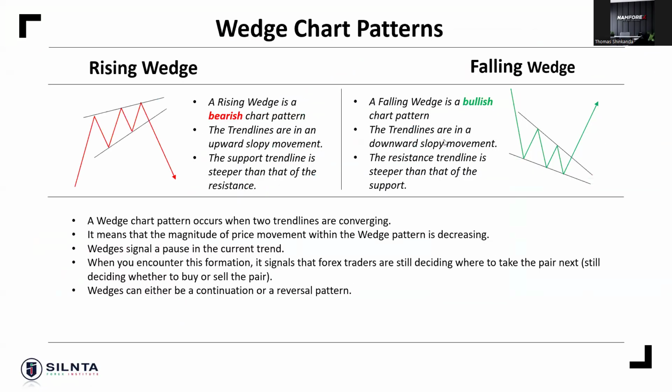Now we have a falling wedge. A falling wedge is a bullish chart pattern. The trend lines whereby we are expecting to buy, if we see this, then we look for buying opportunities. That is what we mean by a bullish chart pattern. The trend lines are in a downward slope movement. The resistance trend line is steeper than that of the support.